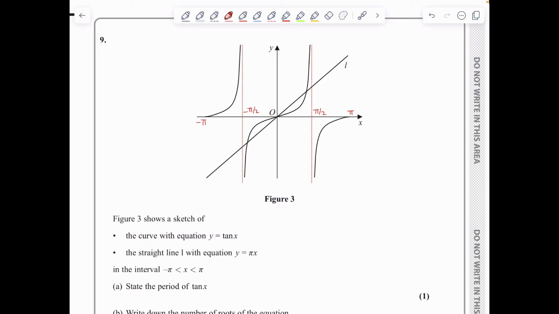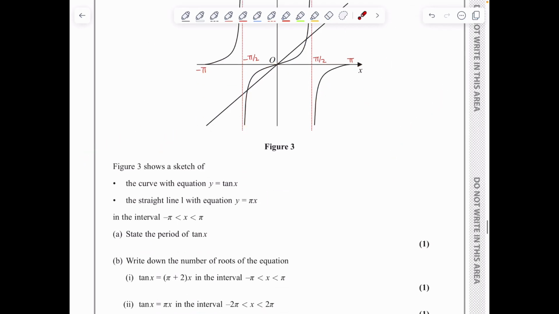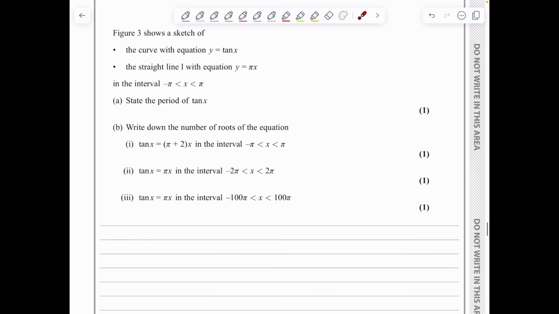When we speak about the period, we mean the range of values of x in the horizontal for us to see the full nature of the wave. So we can see that the period of tan is pi, because from -pi over 2 to pi over 2, I see the full wave, and then it's a repetition of the same wave over and over again to the left and to the right. So the period of tan x will simply be pi.